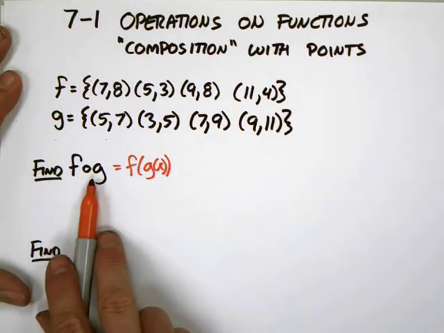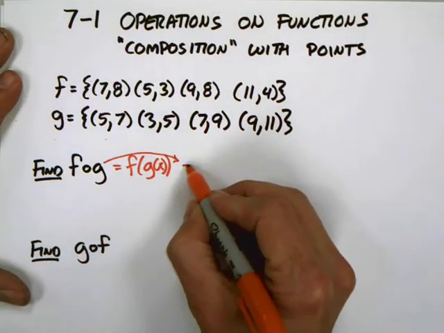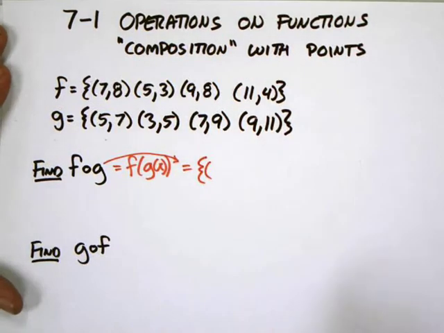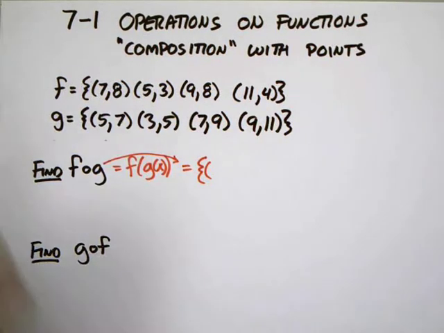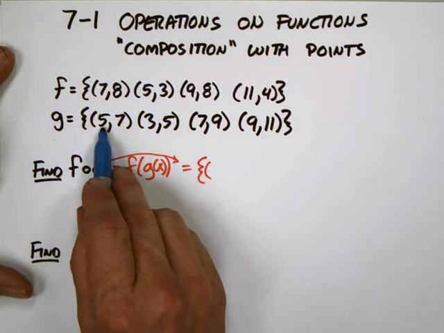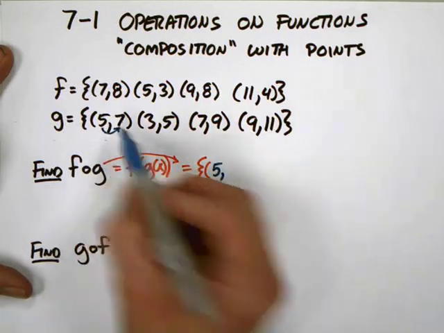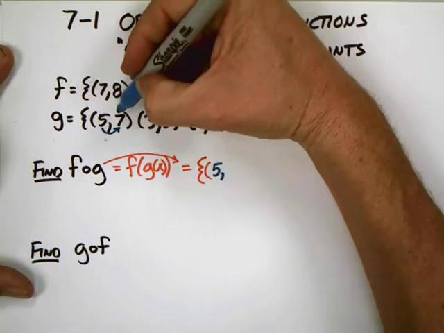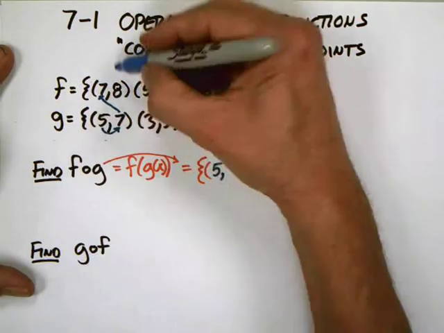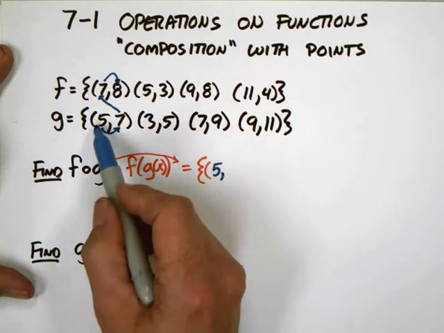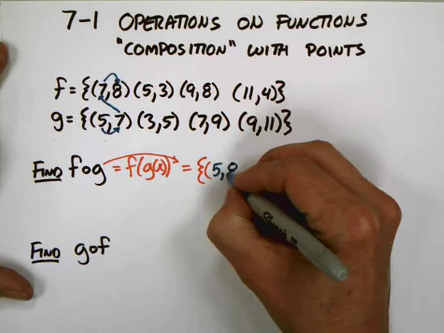Since this is f of g, I always start with the g value, the one most inside. So I'm really going to look for what's going to happen when I take these x values for g and move all the way into the f function. I'm going to take my first g value, which is 5, and plug it in. So a 5 would turn into 7, and I would take that 7 and go over to the f function and plug it in, and the 7 would turn into an 8. So if we follow the trail, a 5 turns into a 7 and then a 7 turns into an 8, so this 5 is going to turn into that 8.